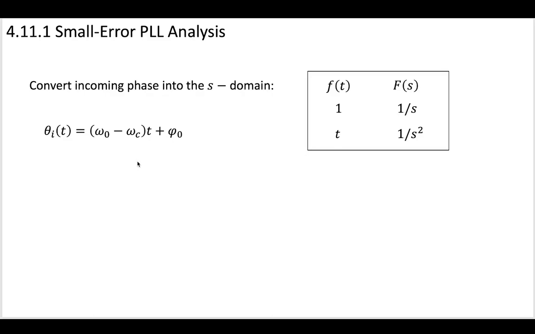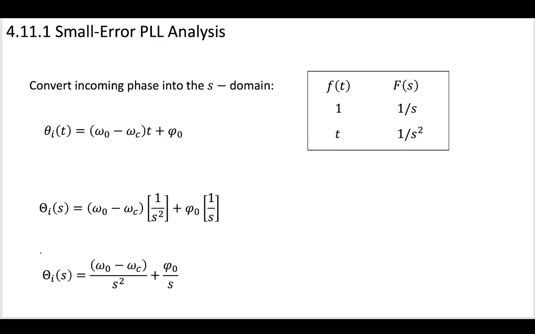So using this, and again, this came from a table of Laplace transforms in the electric circuits text, right? We can quickly see that this t can be transformed into 1 over s squared, and then this is some constant, which can be transformed into 1 over s when we go into the S domain. Okay, so now we have an expression for the input phase.